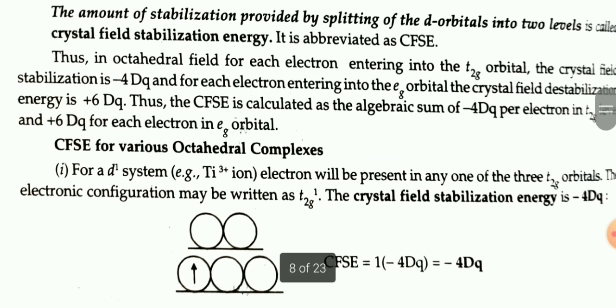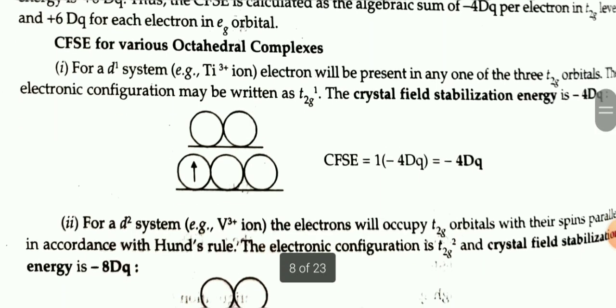Thus, in octahedral field, for each electron entering into the T2g orbital, the crystal field stabilization is minus 4 Dq. For each electron entering into the Eg orbital, the crystal field destabilization energy is plus 6 Dq. Thus, the CFSE is calculated as the algebraic sum of minus 4 Dq per electron in T2g level and plus 6 Dq for each electron in Eg orbital.